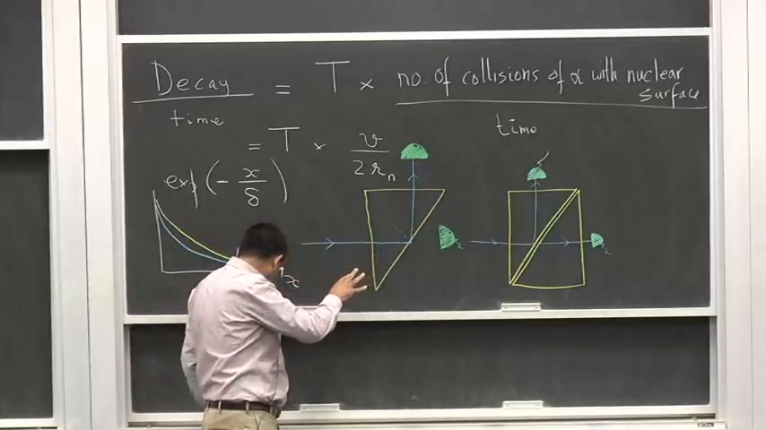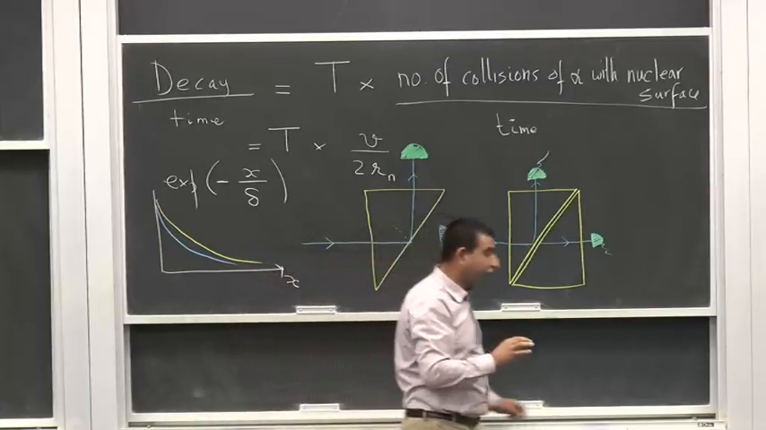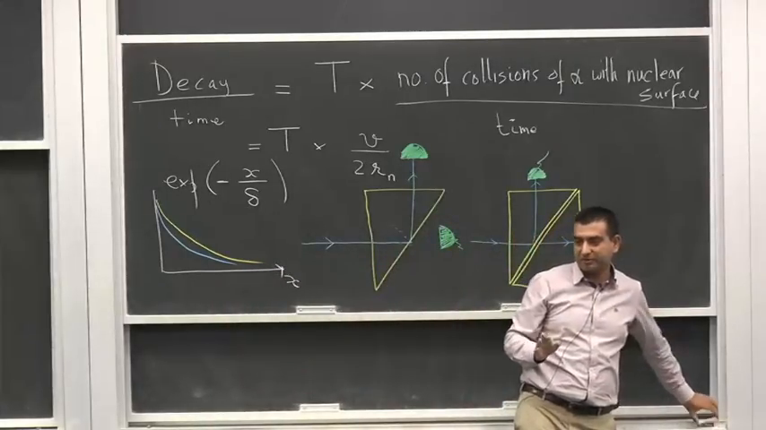This process, by the way, is called the frustration of total internal reflection. You're frustrating total internal reflection.